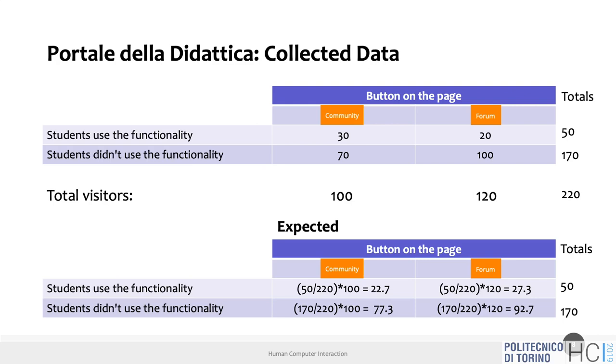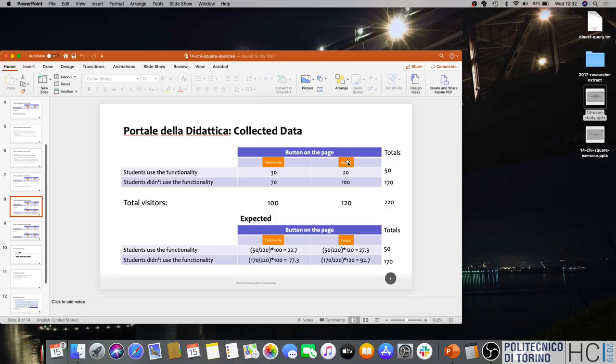But still, it holds its statistical significance, so we can say that moving to a community link instead of forum could increase the number of clicks and engagement in general for all the students of Politecnico with a pretty good, pretty high probability. Okay, any question up to here?